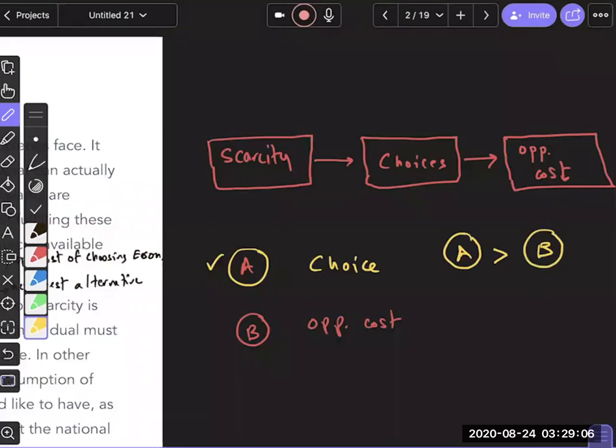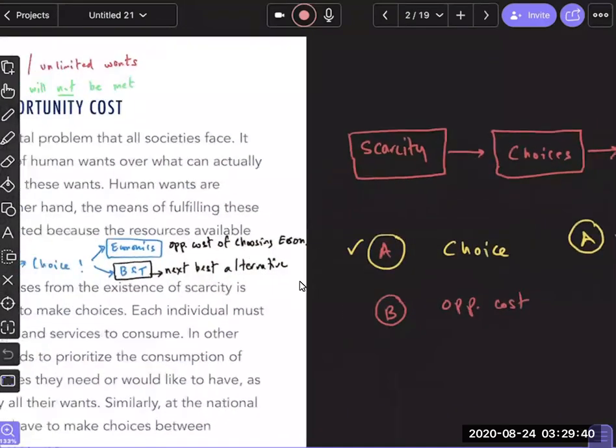Clearly, if you are somebody who is rational, who is making informed choices, who knows about his benefit and cost, you would say that because I prefer A over B, let's say if I'm a consumer, because I prefer apples over bananas, I chose apples over bananas. So the preference is such that A is preferred over B, and that is why A is your choice and B is your opportunity cost. Does that make sense? So guys, the concept of scarcity leads us to make choices.